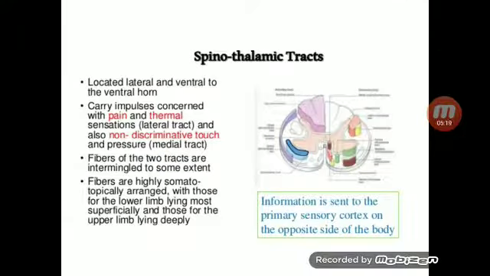Now moving on to the next ascending tract, that is the spinothalamic tract, also known as the anterolateral system. So what is its function? There are two divisions of this tract, namely the anterior spinothalamic tract and the lateral spinothalamic tract. These two carry separate information. Anterior spinothalamic tract carries crude touch and pressure, and lateral spinothalamic tract carries pain and temperature. And these are stimulated through nociceptors.